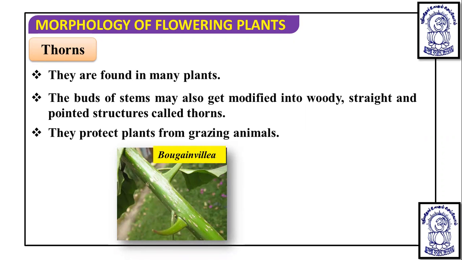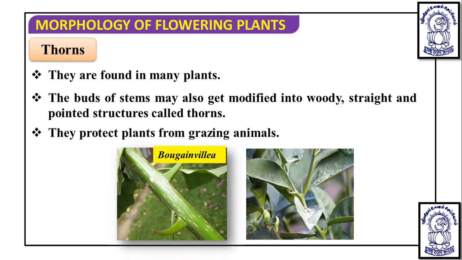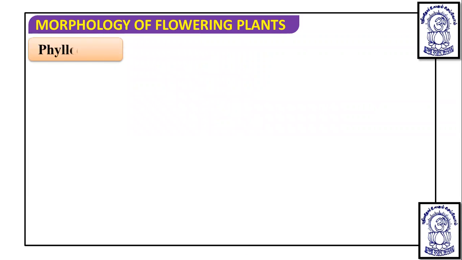This is the thorn which is found in the bougainvillea, you can see, and this particular type of thorns are also seen in some of the citrus plant. You can see these are the thorns of bougainvillea, and these are the thorns of the citrus. But this all arise from the axillary bud, and they are somewhat woody, so they are known as thorns. And the examples are bougainvillea and citrus.